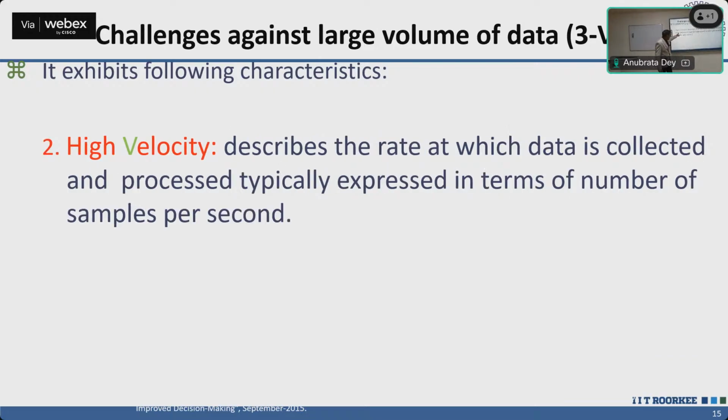The second V comes under velocity, right? Velocity means the rate at which those data are captured, samples per second, right? So this is also very important. The first one is the volume of data, how much data you are gathering, and the second is the rate at which those data are collected. Because if you have smart meters, the rate at which data are collected by meters and the rate at which data are collected by PMU are different. Both are not the same, right? So this is also another thing.